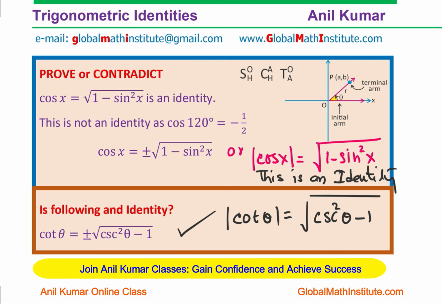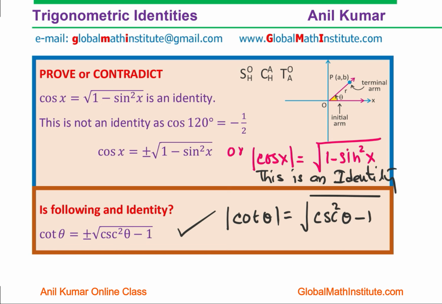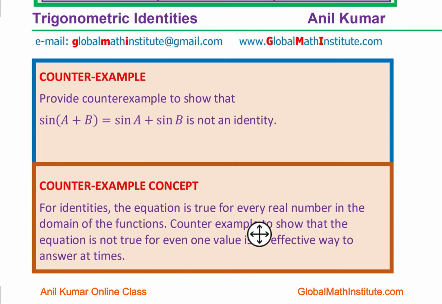So we have learned how we prove that something is not an identity by contradiction. Extremely powerful way. Now here is another way of proving or disproving, and that is counter examples. Counter examples also, like we gave a counter example last time also, making the angle as 120 degrees. Now in this case, provide a counter example to show that sine A plus B equals sine A plus sine B is not an identity.